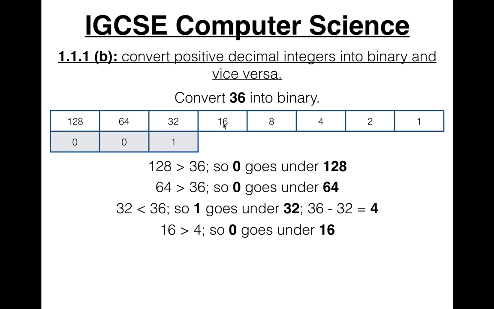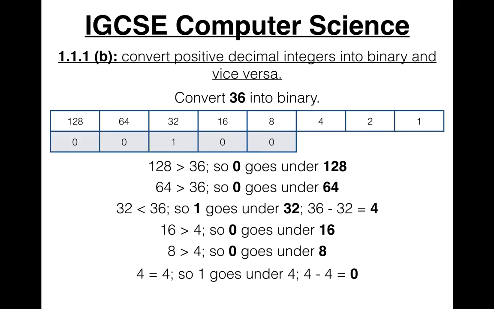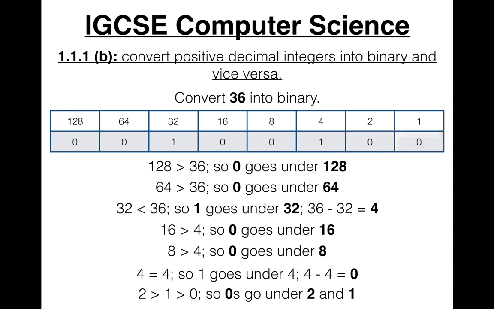So we use the 4 to check the next set. 16 is higher than 4, so 0 would go under 16. Same with 8, 0 would go under 8. Now 4 equals 4, so 1 would go under 4. 4 minus 4 is 0. But then 0 is less than 2 and 1, so zeros would go under them. So our binary number would be 0, 0, 1, 0, 0, 1, 0, 0. And just like decimal, the zeros in front of the first 1 can be ignored, so the number can be read as 1, 0, 0, 1, 0, 0.